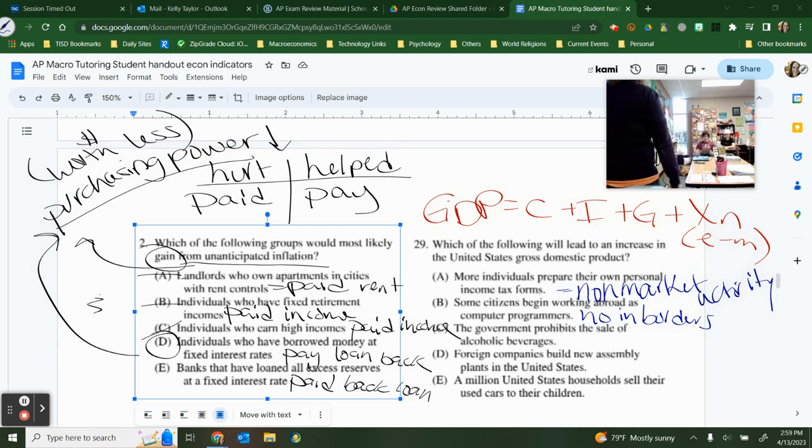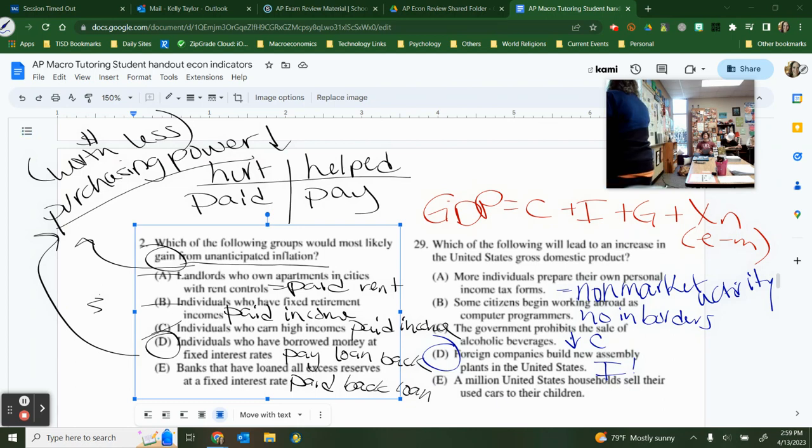Do you know your history? That's just, yeah, that would be decreasing consumer spending. Foreign companies build new assembly plants in the United States is the correct answer. What is that? It's investment spending.